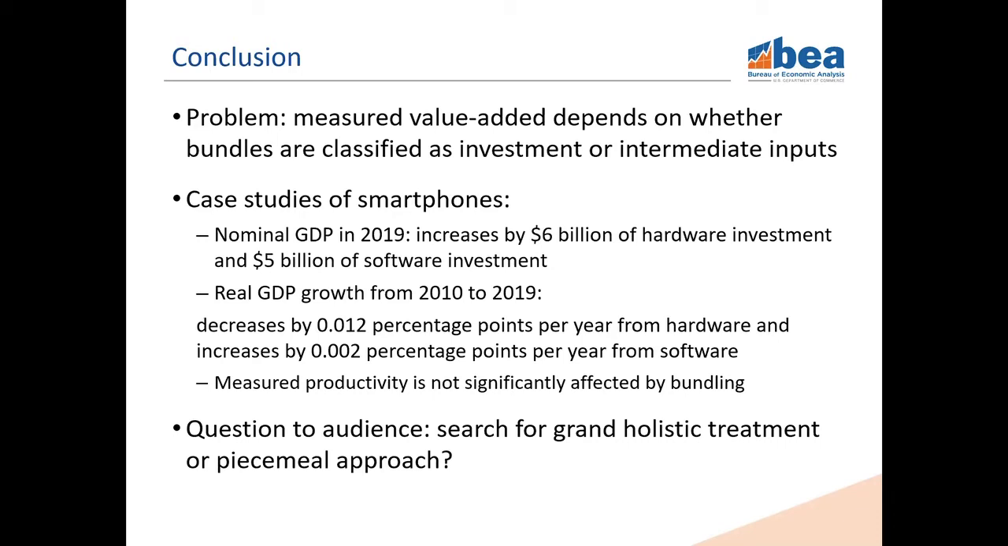And the big question is, we haven't yet been able to find a grand holistic solution that takes all these problems and solves them, so piecemeal approaches are more viable. Warranties in particular are something that BEA could do because of accounting rules: companies are now required to report their warranty obligations, so the data is there.